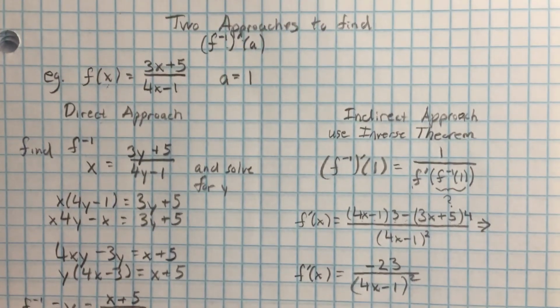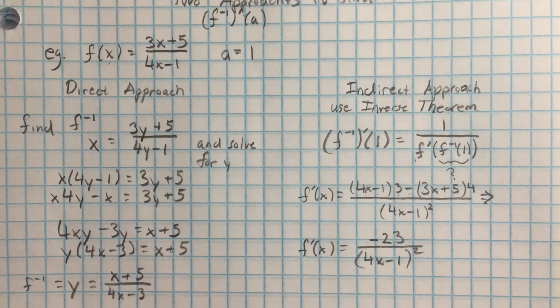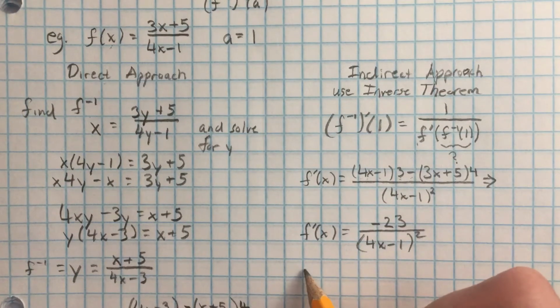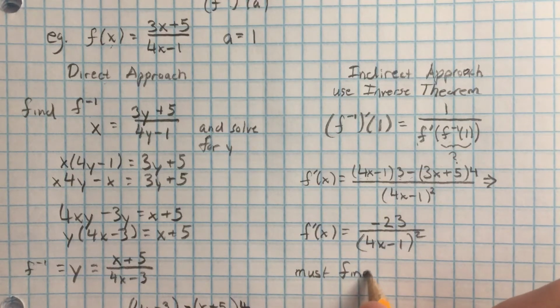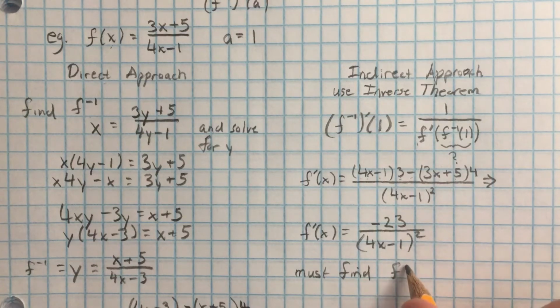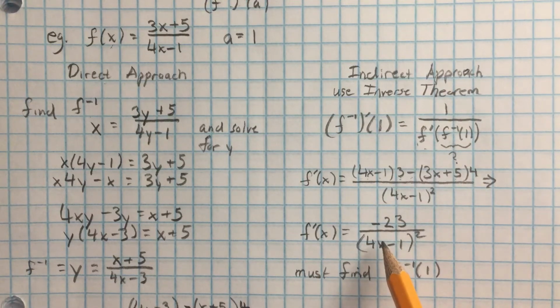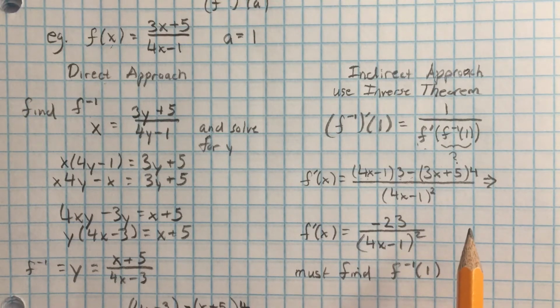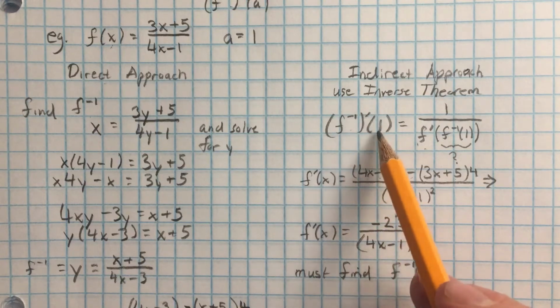Right? Nevertheless, we now need that mystery value. We must find f inverse of 1. We've got to find that to be able to plug that into the newly found derivative here, and then we take the reciprocal and we'll have our answer for the inverse function's derivative at 1.